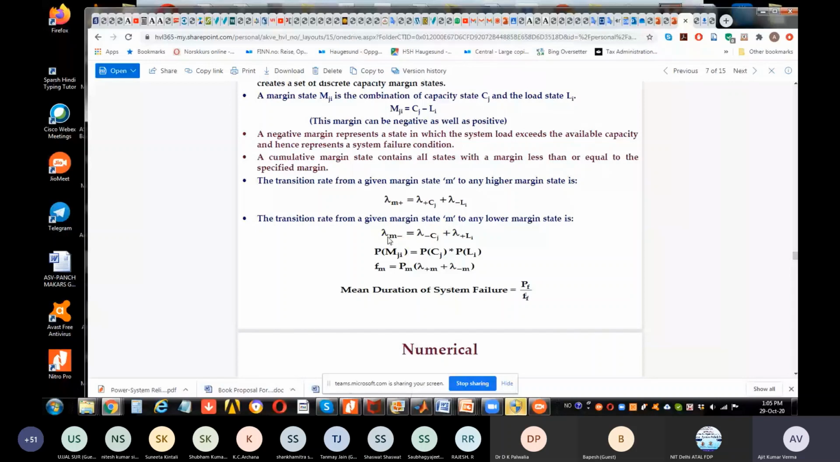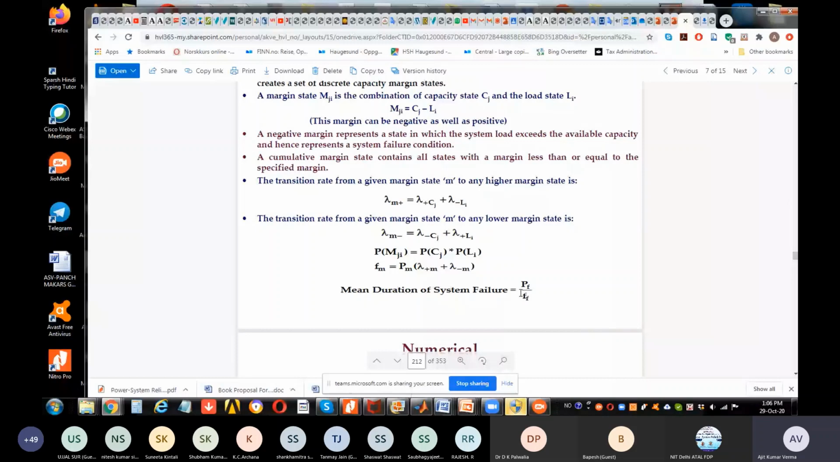Loss of load probability, what is the probability of failure and so on. So we need to merge these load and generation models, and therefore we define these margin states. Margin state is generation minus the load, and therefore departures to higher states and departures to lower states, the state probabilities and the frequency. And what is the mean duration of system failure? How long will this last? For example, how long will there be failure? These are very important for calculations. So failure states you can define, and there will be a number of states which are failures. You combine them and you get the probability, and likewise the frequency, and then you can find out the mean duration of system failure.